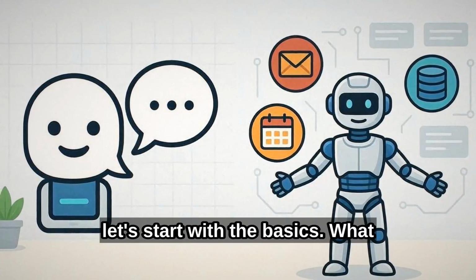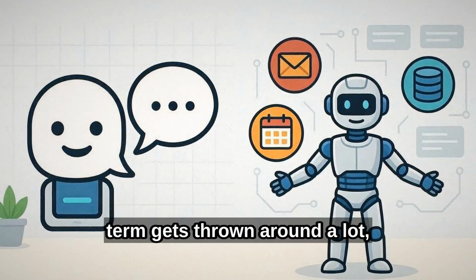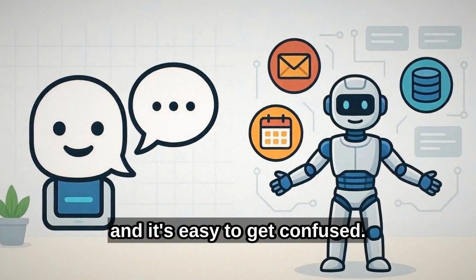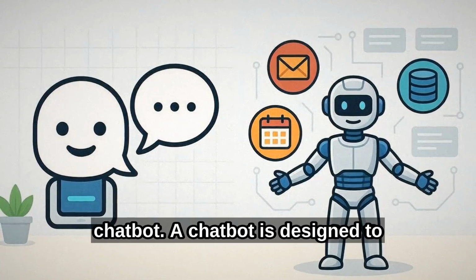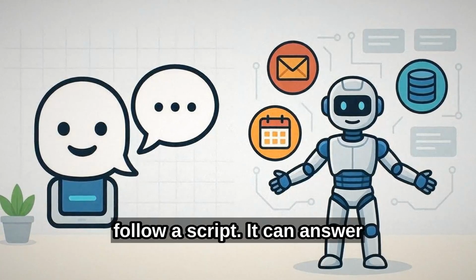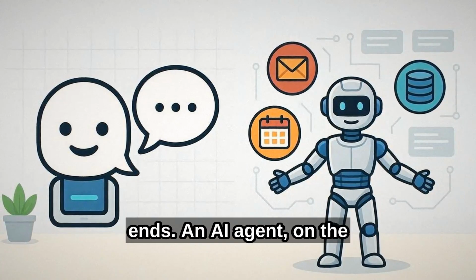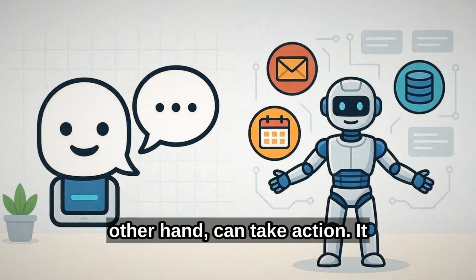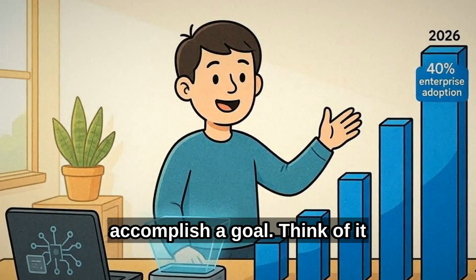Okay, so let's start with the basics. What actually is an AI agent? The term gets thrown around a lot, and it's easy to get confused. An agent is not just a chatbot. A chatbot is designed to follow a script. It can answer a question if it knows the answer, but that's where its job ends. An AI agent, on the other hand, can take action. It can reason, plan a series of steps, and use different tools to accomplish a goal.